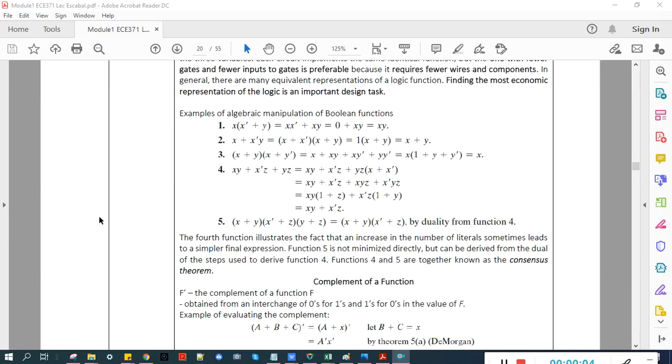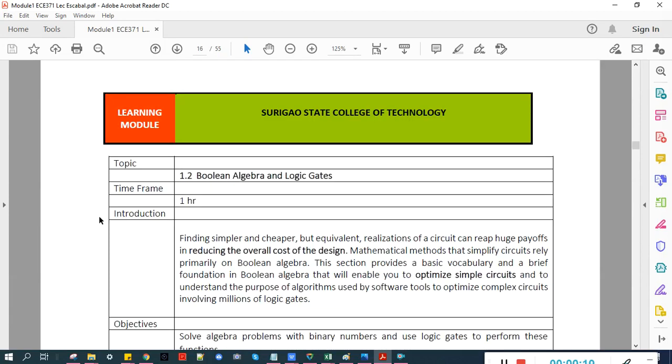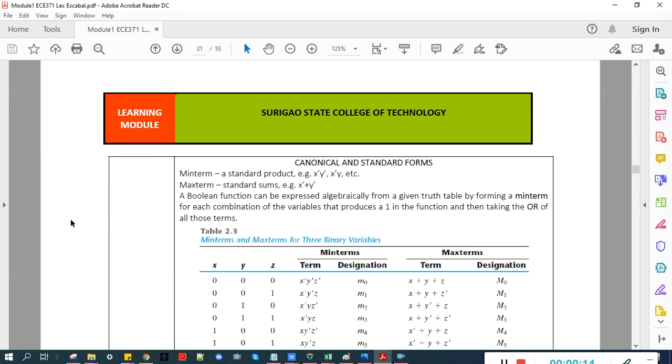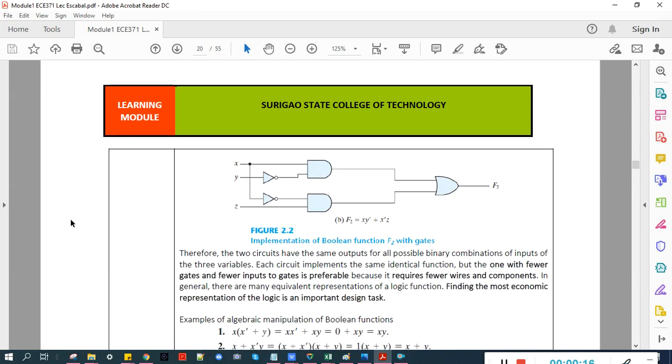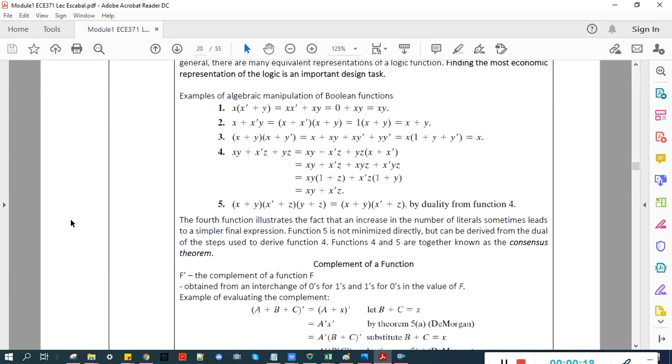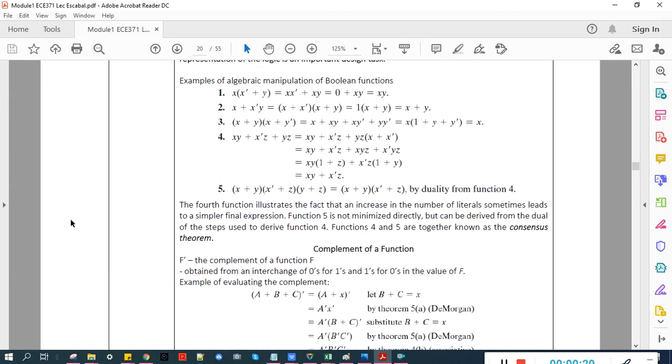Okay, let's continue. This is the second part of our discussion of section 1.2, which is about Boolean algebra and logic gates. Let's take a look at some more examples and simplifying examples of algebraic manipulation of Boolean functions.